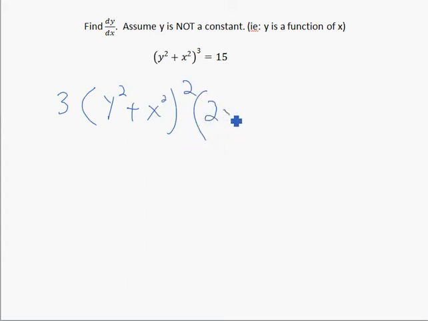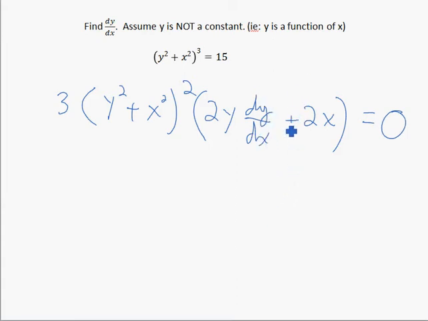Well, the derivative of the inside is 2y times the derivative of y plus 2x times the derivative of x, which is just 1, so we don't really put it there. And that's going to equal the derivative of the right side, which is 0. So we've only got one dy/dx here. We want to solve for that guy.